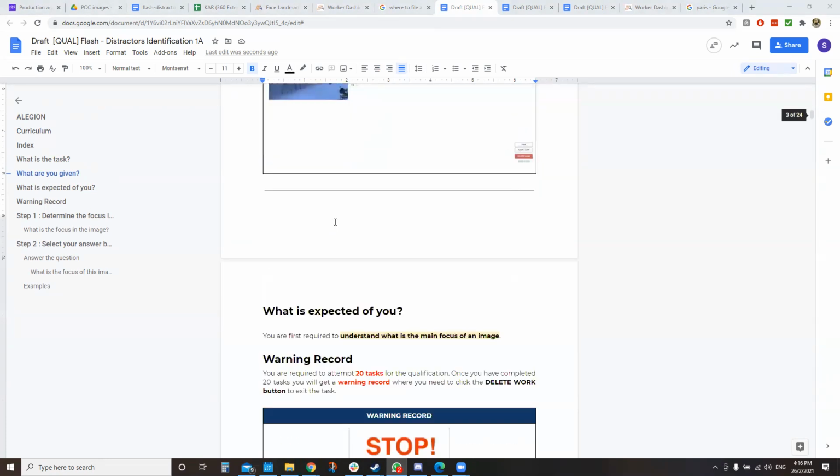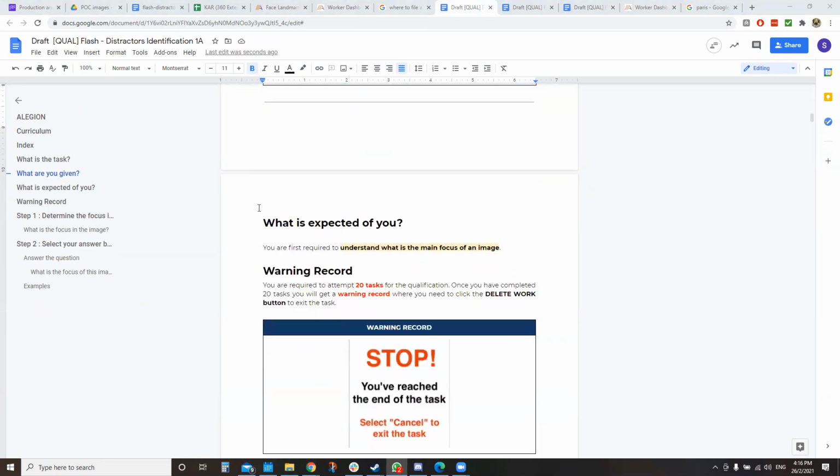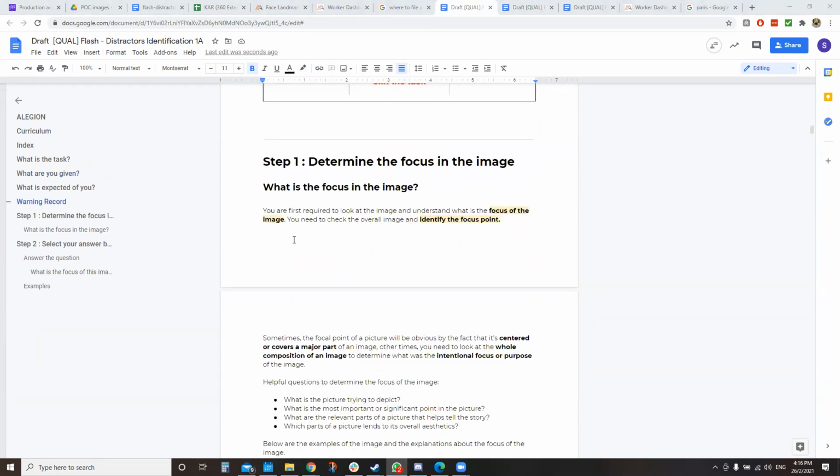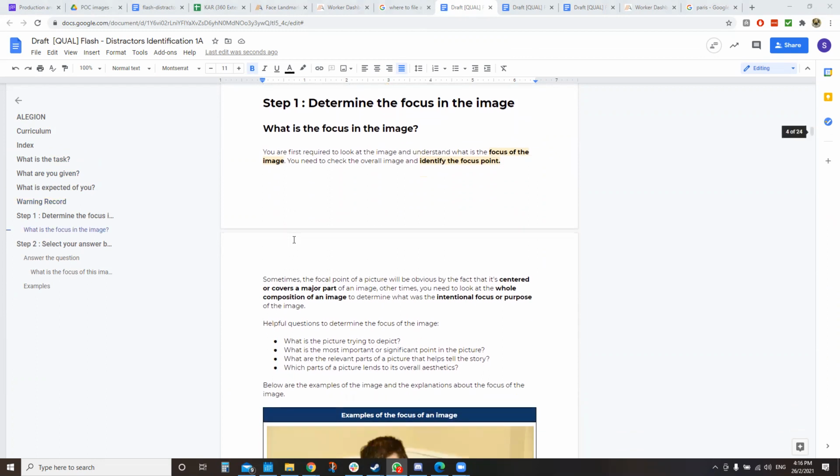Okay. Now, next is what is expected of you. So you understand the main focus and then answer A, B, C, D. So you see here, identify the focus point. Sometimes the focus point would be obvious, that is centered or covers a major part of the image. But at other times you may need to look at the whole composition of the image to determine the intentional purpose of the image. Again, very, very subjective.